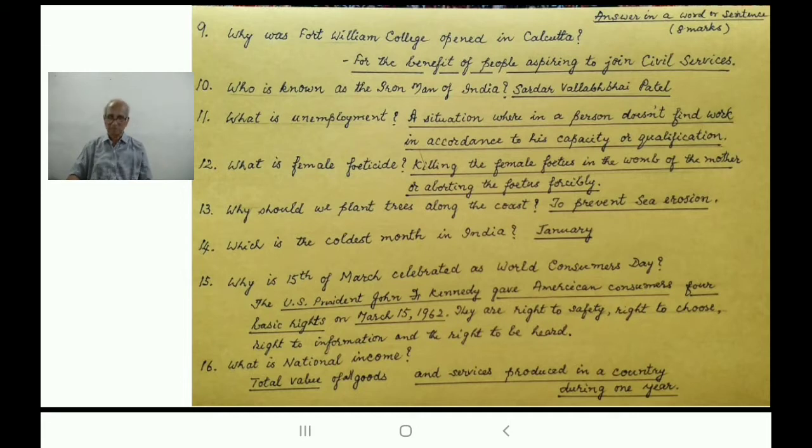They can't be killed. Why should we plant trees along the sea coast? Here they have given coast. Coast, when it's given, you should take it as sea coast. It is to prevent sea erosion all along the coastline. During the advancing monsoons, in the western coast especially, there will be terrible sea erosion in certain places.